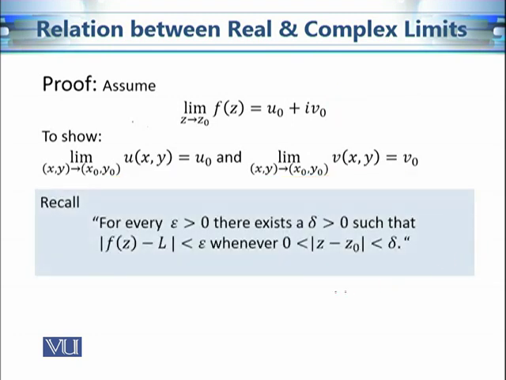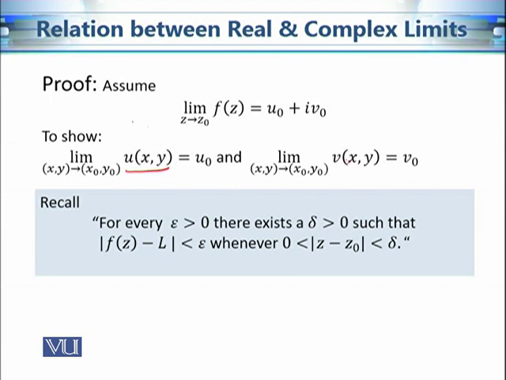So let's see what was that precise definition. It means that for every epsilon, epsilon is arbitrary, there exists a delta. Delta is a function of epsilon such that the distance between these functional values is less than epsilon whenever we are in the delta neighborhood, in this punctured disk of radius delta and center z naught. And what do we want to show? We want to show that the limit as xy approaches x naught y naught of u of xy is u naught and the limit as xy approaches x naught y naught of v of xy is v naught.